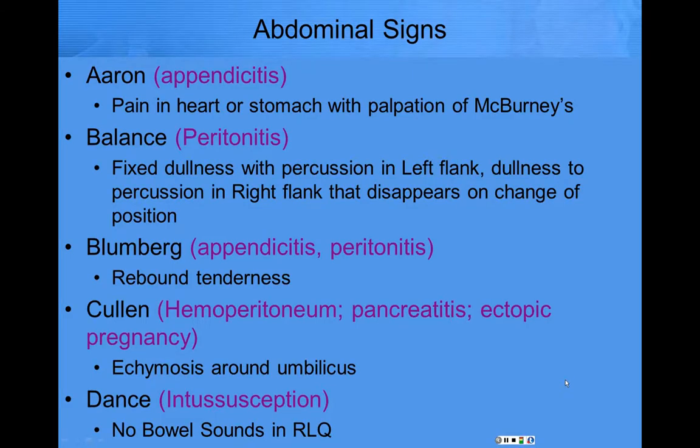There are some specific abdominal signs that you want to be familiar with. With appendicitis, you may have what's called the Aaron sign, or pain in the heart or stomach with palpation of McBurney's point. In peritonitis, you may have what's called the balance sign, which is fixed dullness with percussion in the left flank and dullness to percussion in the right flank that disappears on change of position.